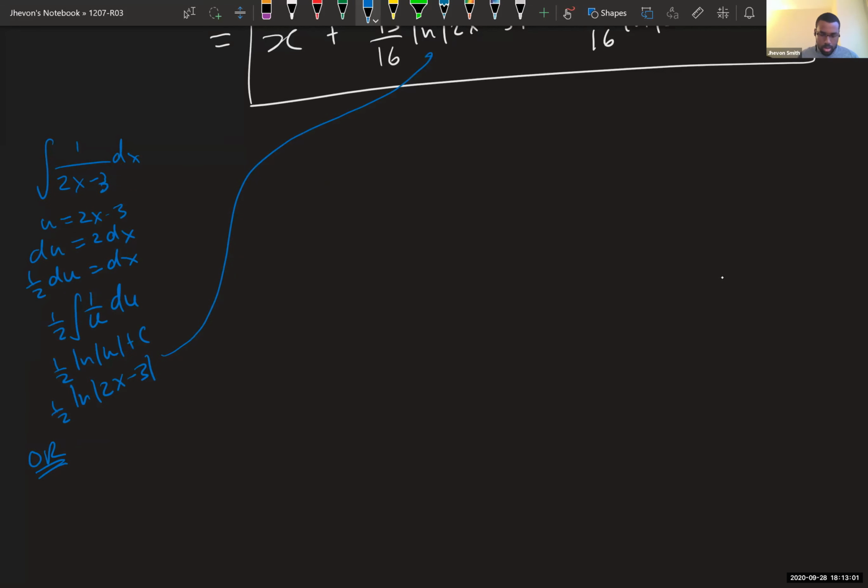Or just know u is linear, so divide by a leading coefficient. That's something that we mentioned a while ago. So if your u equals ax plus b, then you're always going to have a 1 over a times the integral with respect to u.